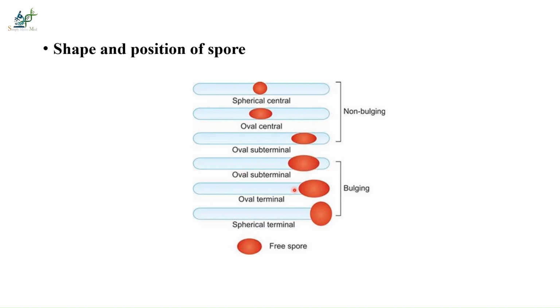It is oval terminal. The spore will be seen in the terminal portion, but it is bulging. And spherical terminal means the shape of the spore is spherical and it is present in the terminal portion of the bacterial cell, and it is also a bulging type spore. The last one is pre-spore. Pre-spore means the spore is not present inside the bacterial cell, it is seen outside the bacterial cell.